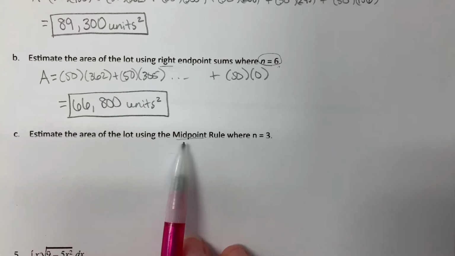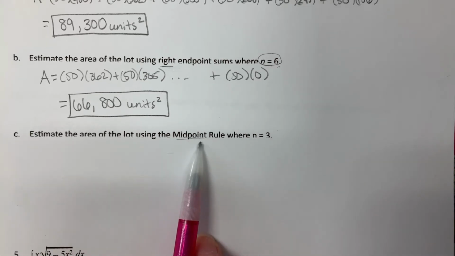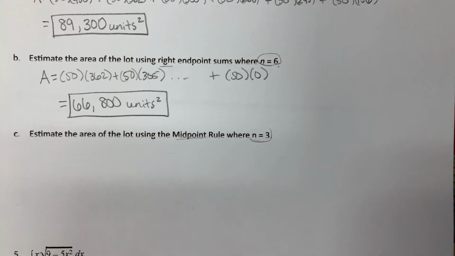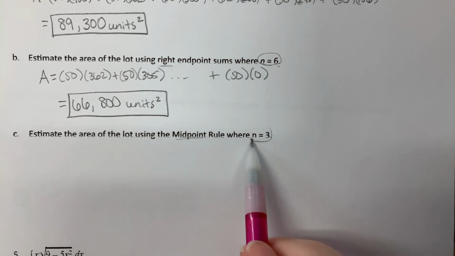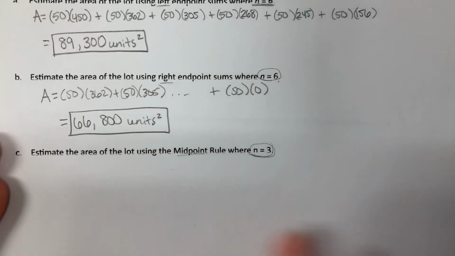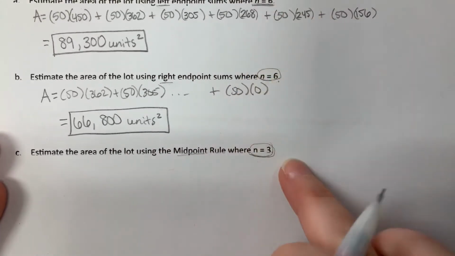Okay, the last one is the midpoint rule. This one should be the most accurate out of all of them, even if I'm using a smaller amount of subintervals, which I am in this case. This one is saying just use 3 rectangles this time. So be really careful when you're doing these. Don't assume that they're all going to be the same amount of rectangles.